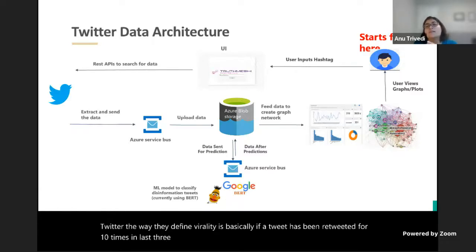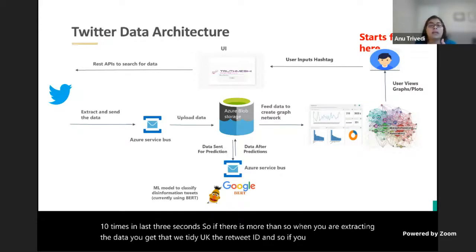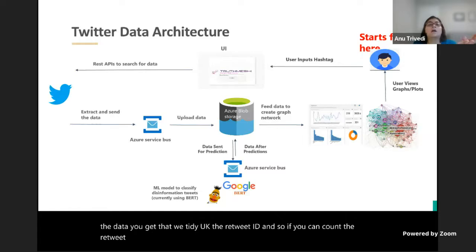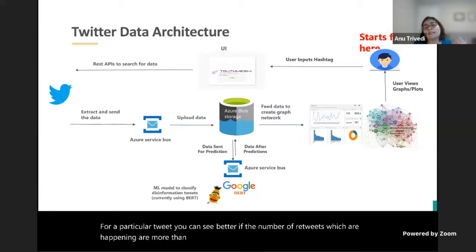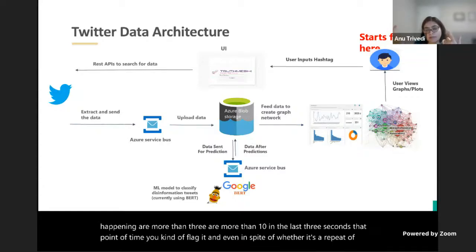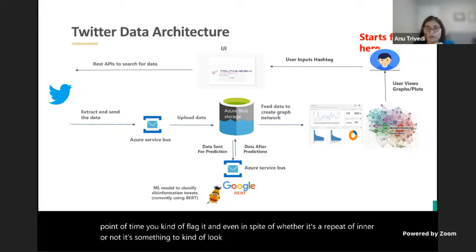When you're extracting the data, you get the tweet ID and the retweet ID. If you count the retweet IDs for a particular tweet, you can see whether the number of retweets happening is more than 10 in the last 3 seconds. At that point, you flag it. And regardless of whether it's a repeat offender or not, it's something to look at because it's achieving virality.